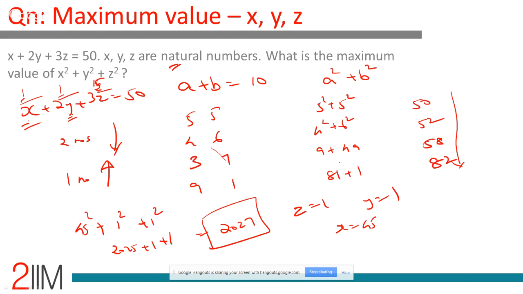So, x plus 2y plus 3z is 50. Make y and z as 1 each. This question is good because we're talking about natural numbers. It will be better if you're told distinct natural numbers. You can't put 1 and 1, you have to figure that out. That bit also, try that. No harm, give that a go. Otherwise, you're putting y as 1, z as 1, x as 45, you're done. That's the maximum x square plus y square plus z square can take. That's the value you're looking for. Beautiful question.